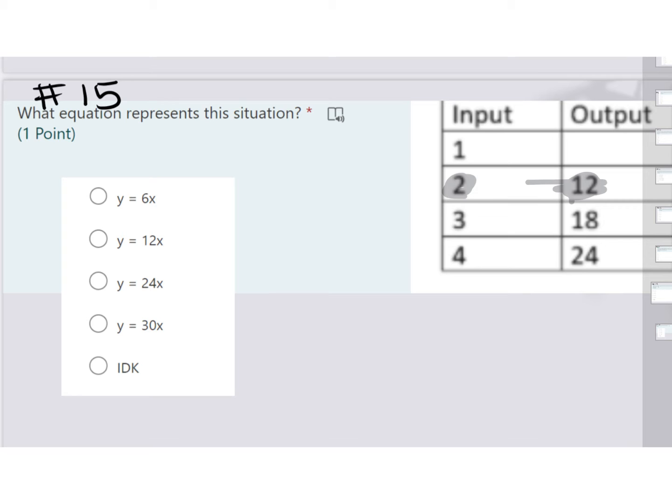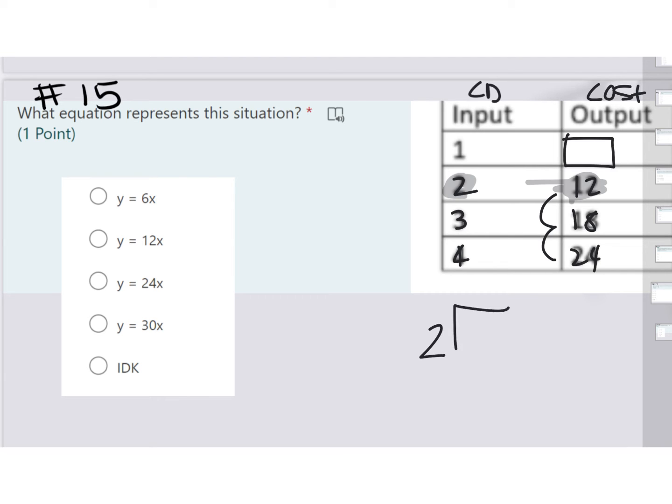Say this has to do with the CDs that you buy and the cost. So if it's for 2 CDs you pay $12, for 3 CDs you pay $18, and for 4 CDs you pay $24, you could figure out the price for one. So how much is it going up by each time? A couple of ways you could do this.